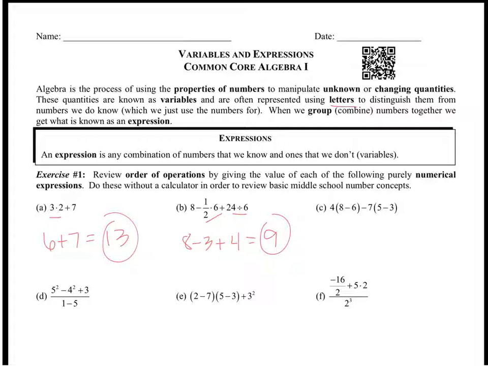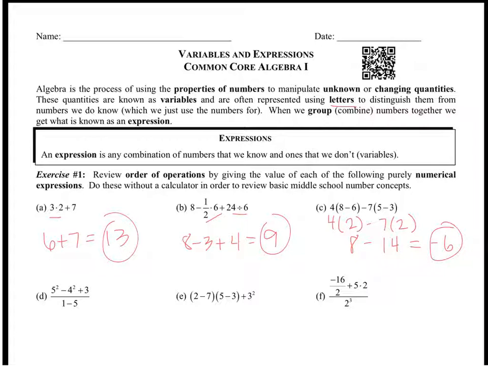For letter C, you do parentheses first, so it will be 4 times 2 minus 7 times 2. 4 times 2 is 8. 7 times 2 is 14. 8 minus 14 is negative 6.